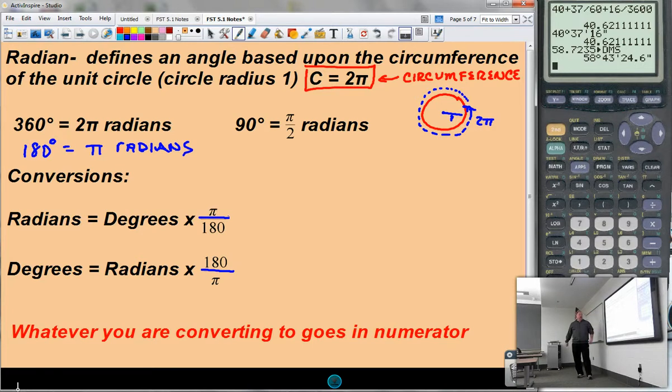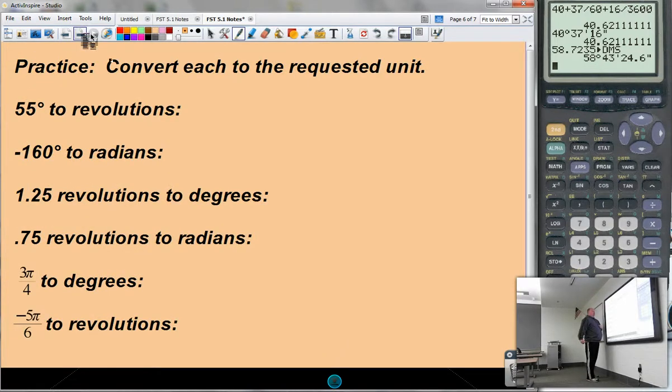So, same rule applies here. If I want radians, okay, then I'm going to put the pi on top, 180 on the bottom. If I want degrees, then I put the degrees on top. So for radians, pi goes on top, 180 on the bottom. To convert to degrees, 180 goes on top, pi goes on the bottom. So, hope that helps. But again, all this should be review.